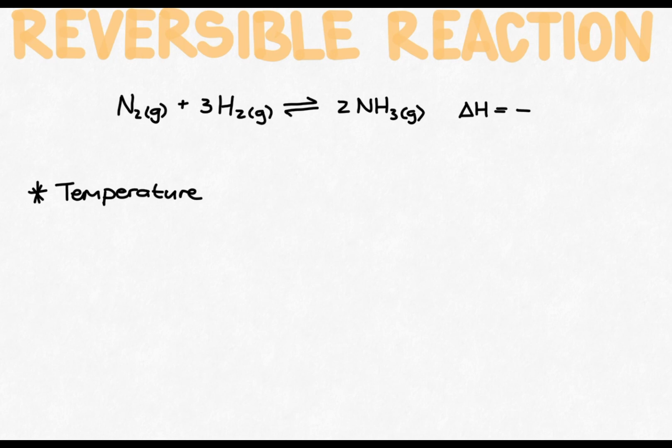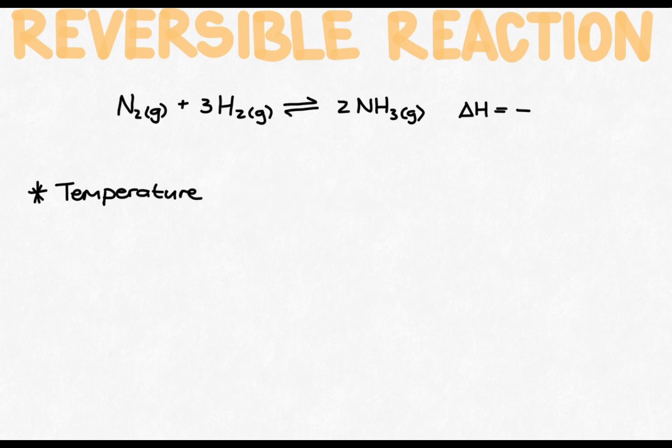So if I increase the temperature in this reaction, then my reaction would like to balance it out, meaning that it would favor the endothermic reaction to be able to absorb some of the heat and balance out the temperature. So the endothermic reaction would be the reverse reaction. So the reverse reaction would be favored.